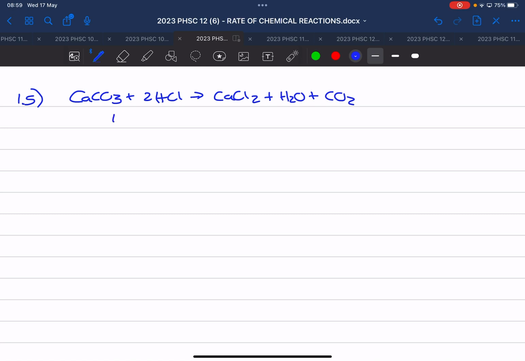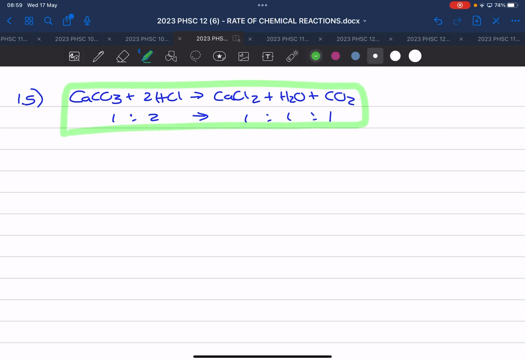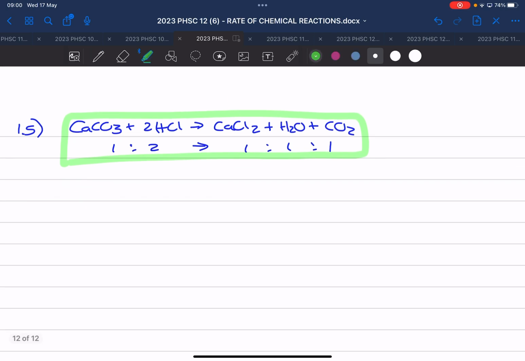Okay. The mole ratio is 1 to 2, and that gives you 1 to 1 to 1. Okay, so that is just our recipe, okay? That is the mole ratio. Then we have beginning, change, end.